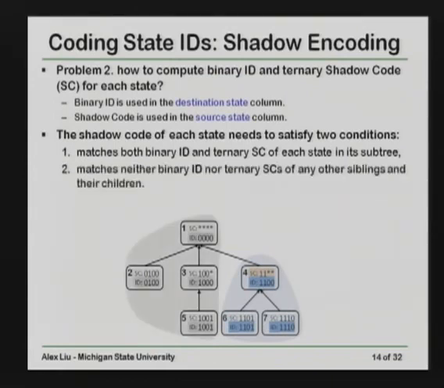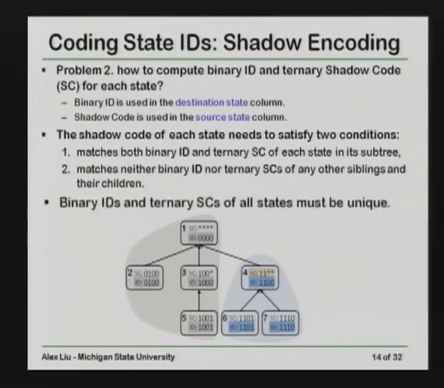And another property is that the shadow code of every state doesn't match any binary ID or the ternary shadow code of any other states, any other siblings and their corresponding children. So basically, we don't want an entry to be accidentally matched by another state that's not correct. The binary IDs and ternary codes all need to be unique.